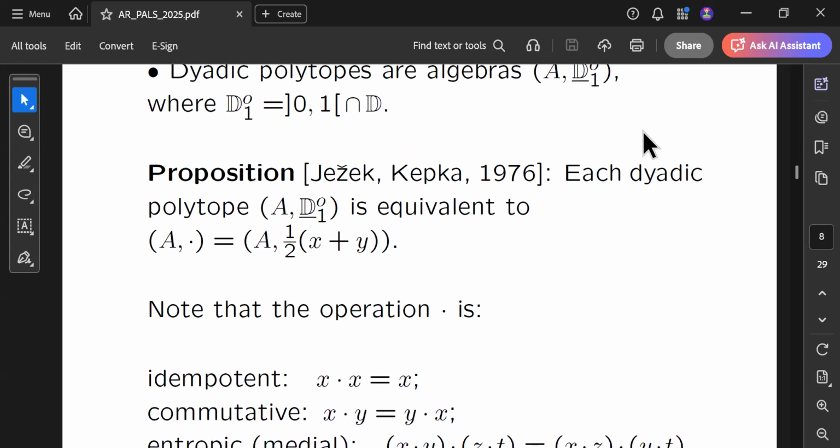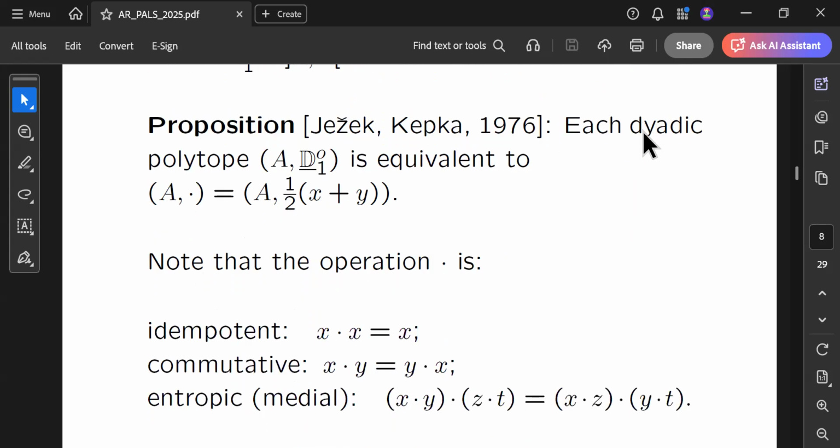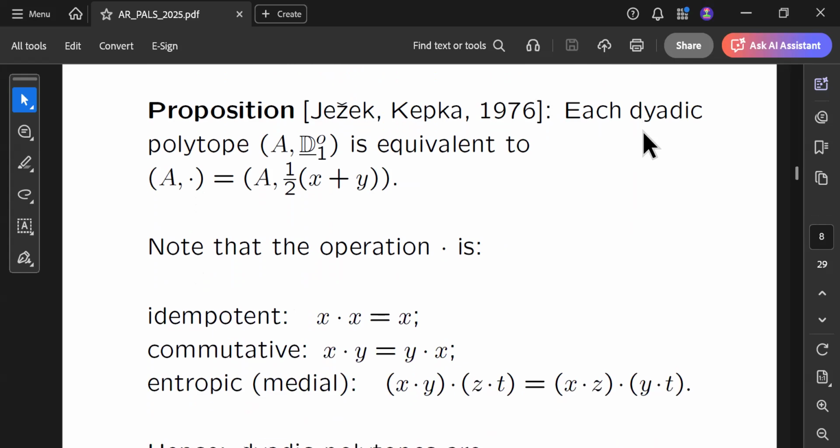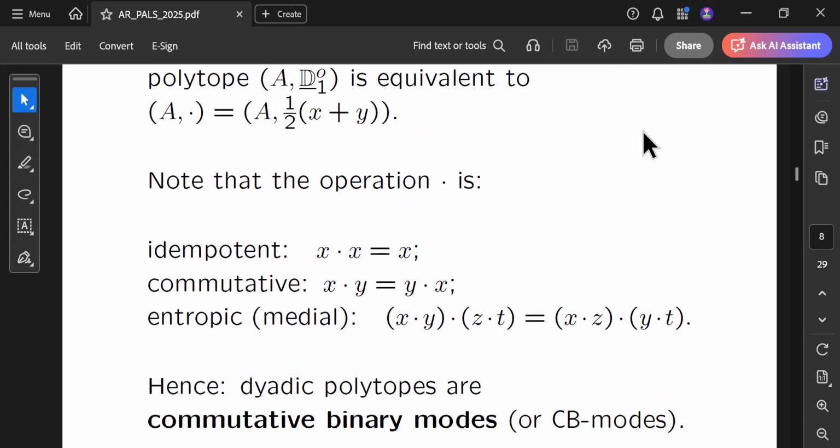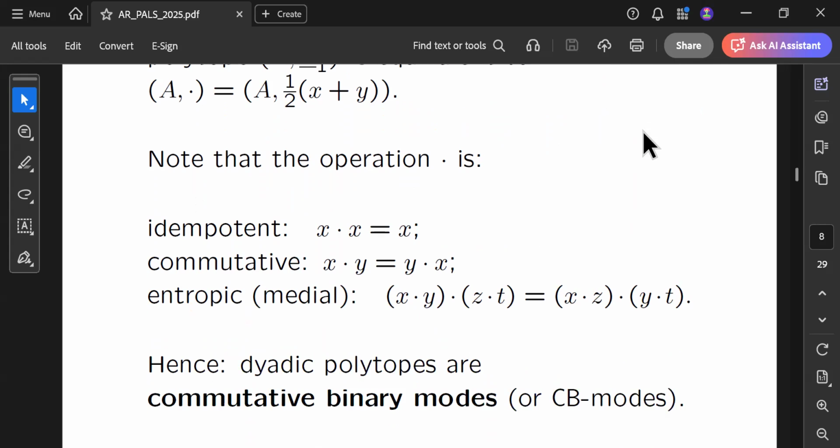So instead of considering infinitely many binary operations, it is sufficient to take this arithmetical mean as the basic operation. The operation is idempotent, commutative, and entropic, or as some people call it, medial. So it is a mode algebra and additionally is commutative. So we usually call it a commutative binary mode, or CB mode. Let me recall that Ježek and Kepka used the name abelian for medial or entropic. They used the name entropic in a little different context. But the name abelian gave the abbreviation CIA, which did not have the best connotations in Czechoslovakia of that time. So they changed the name to idempotent commutative medial groupoids. But we prefer to use the name CB modes.